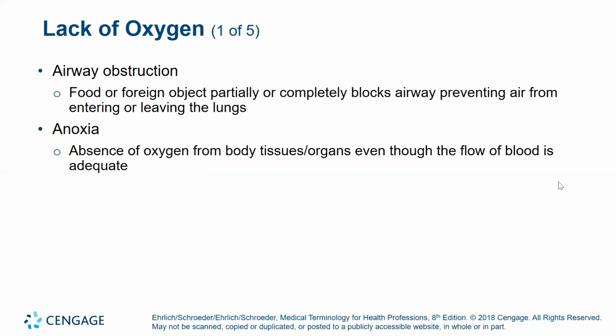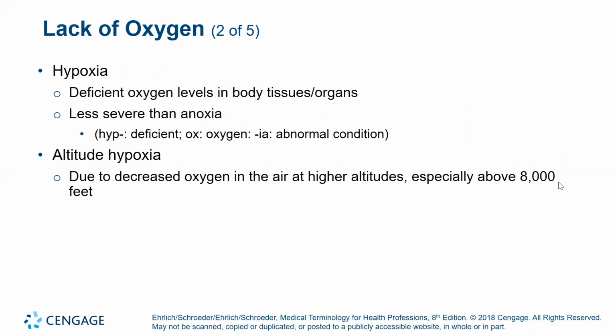Lack of oxygen, okay, the airway obstruction. So this airway obstruction would be food or a foreign object partially or completely blocking the airway, preventing air from entering or leaving the lungs. Anoxia is the absence of oxygen from the body. Hypoxia is less severe than anoxia. Hypo is deficient, ox is oxygen, ia is abnormal condition. So it's deficient oxygen levels in the body, tissues, and organs.